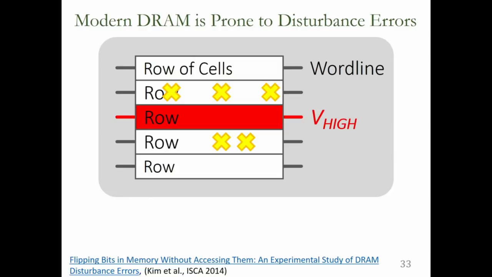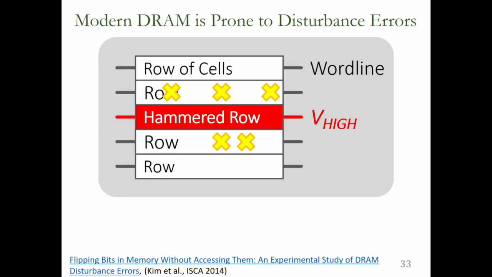Some bits flip from 1 to 0 or 0 to 1, depending on the encoding. Now, this is not supposed to happen, clearly, because you're not even writing to memory. You're reading from memory, and you're affecting the cells that are around you. Those cells could be belonging to some other application, to the operating system. Essentially, this is a reliability problem, but this could also be a security vulnerability.